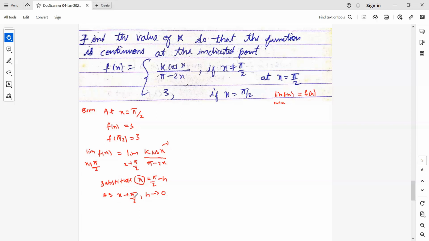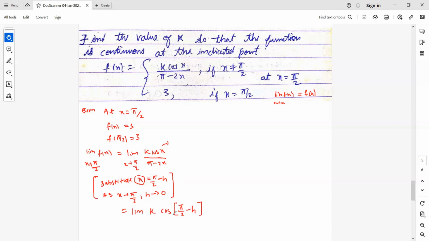Okay, so x tends to pi by 2 will change to h tends to 0. By making use of these two steps, the above function can be written as a limit. k will remain as it is. In place of x, I will be replacing it as pi by 2 minus h.